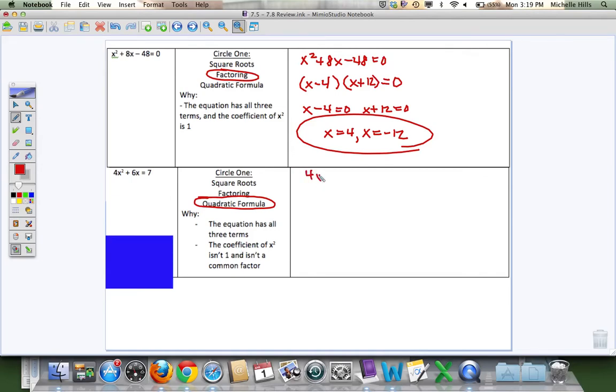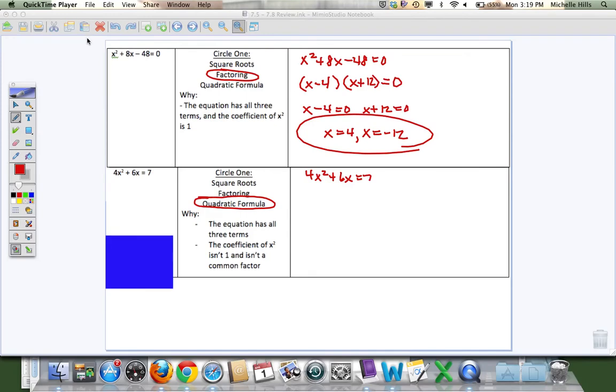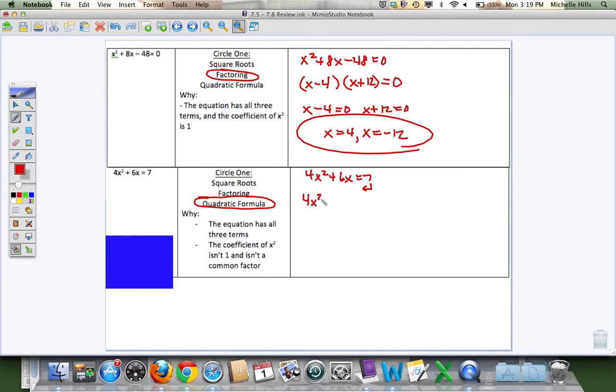So I start with 4x squared plus 6x equals 7. But then I actually have to do some solving here. I need to get the 7 on the other side of the equation. So 4x squared plus 6x, I would have to subtract 7 to move it over, so minus 7 equals 0, which means a is 4, b is 6, and c is negative 7. So into my quadratic formula this goes.